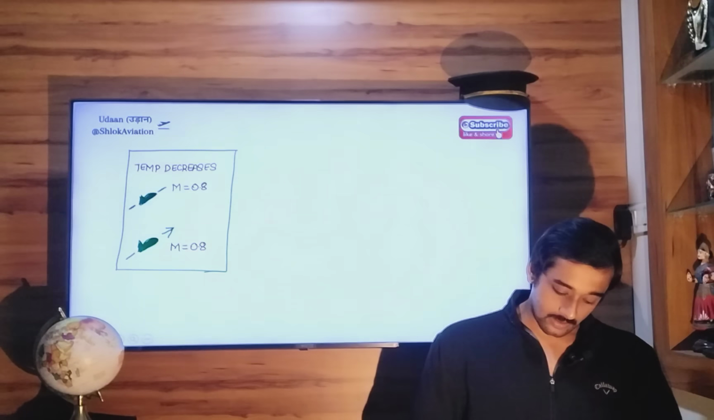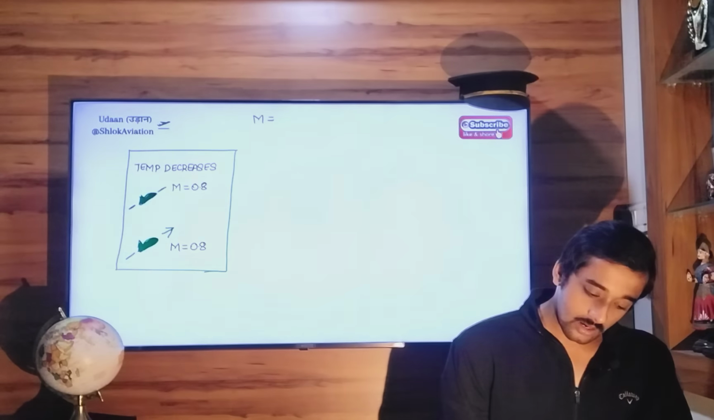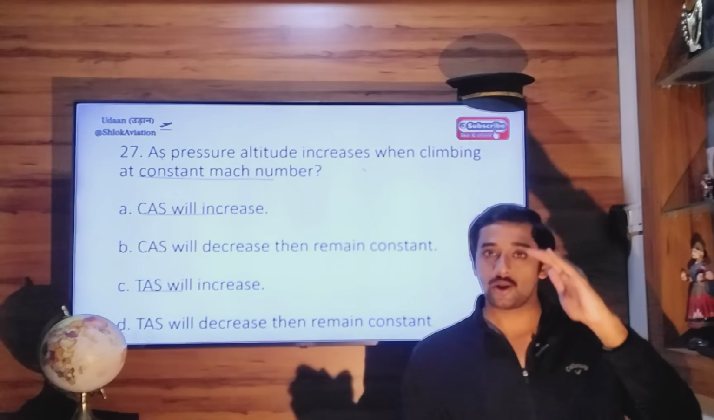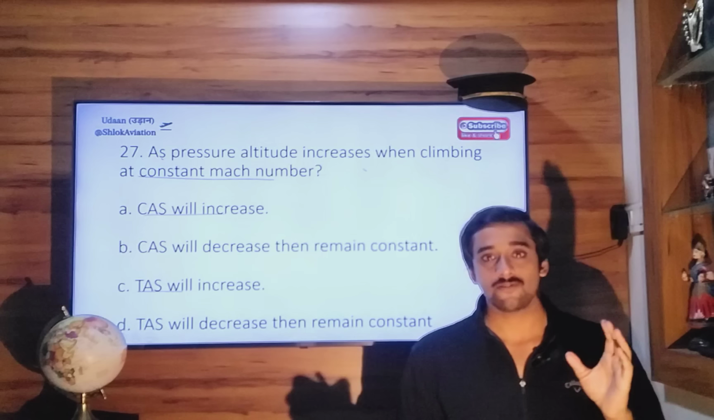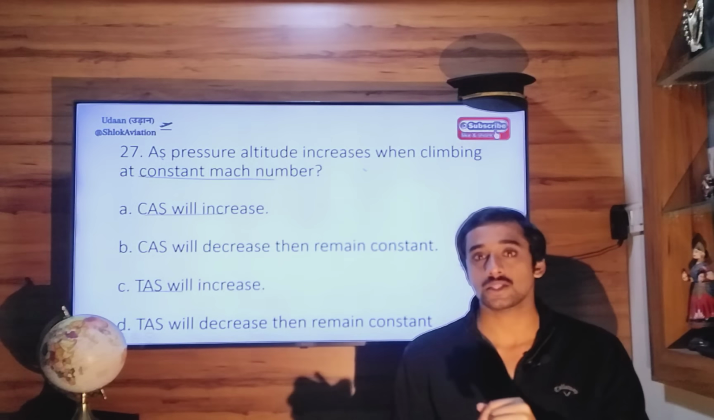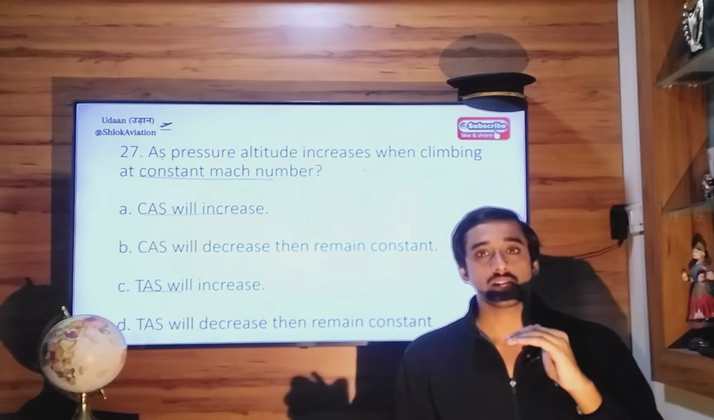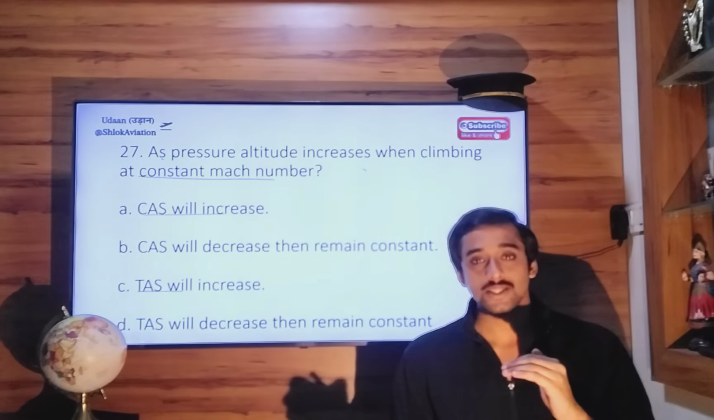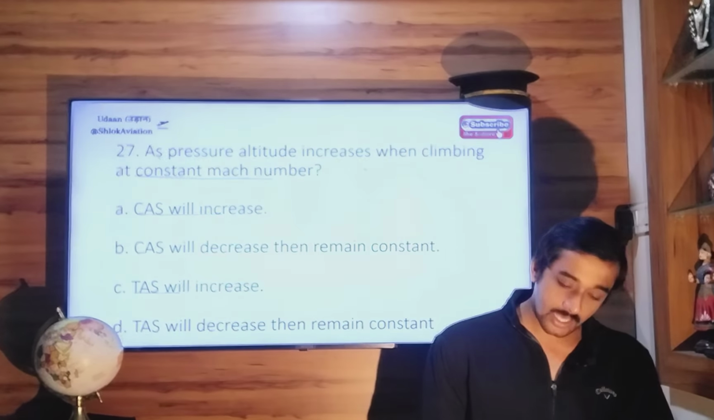So what will happen? Now Mach number is equal to true airspeed divided by local speed of sound. First things first, as you climb to higher altitudes, atmospheric pressure decreases. This decrease in atmospheric pressure will influence your airspeed reading. So if atmospheric pressure decreases, dynamic pressure registered will also decrease, and therefore your indicated airspeed will also decrease.